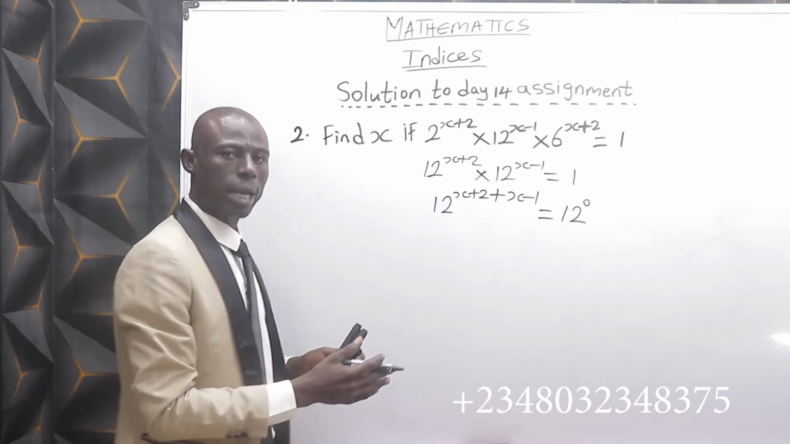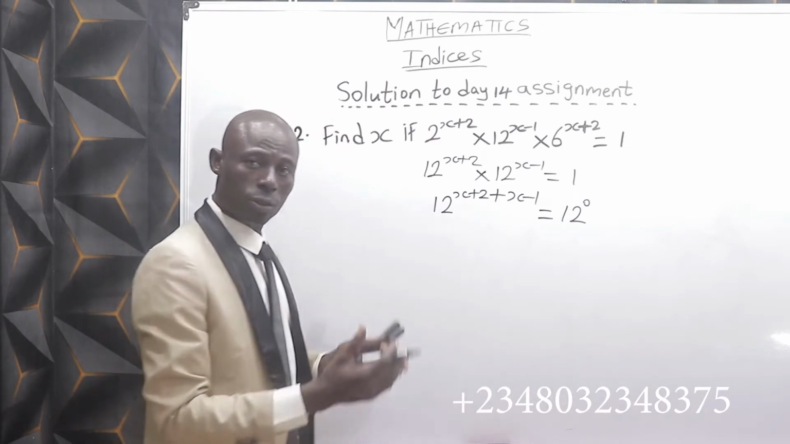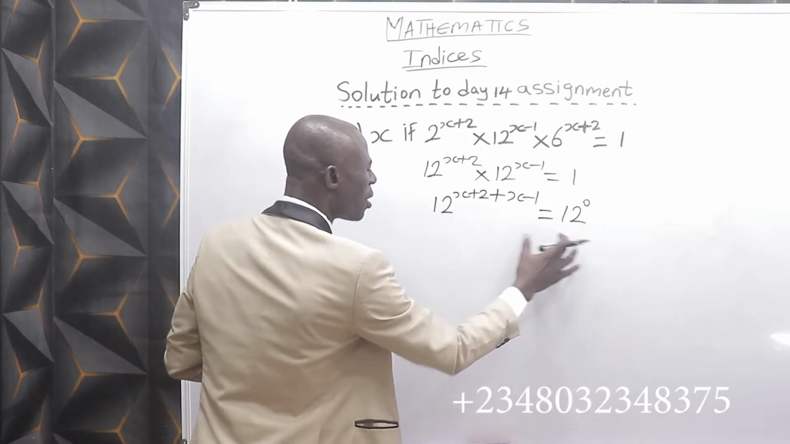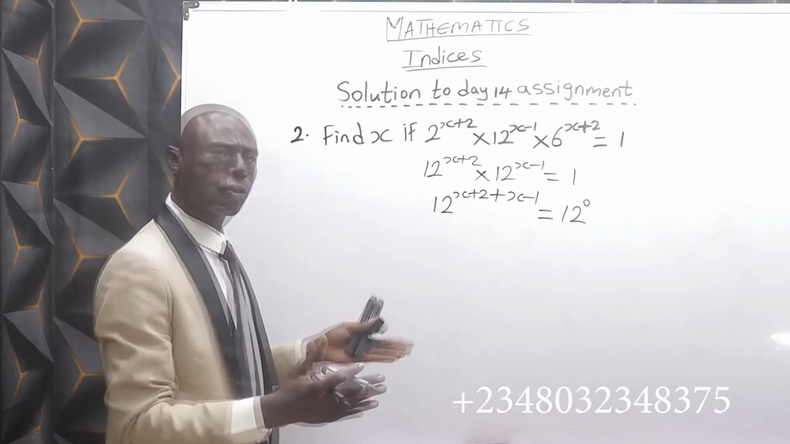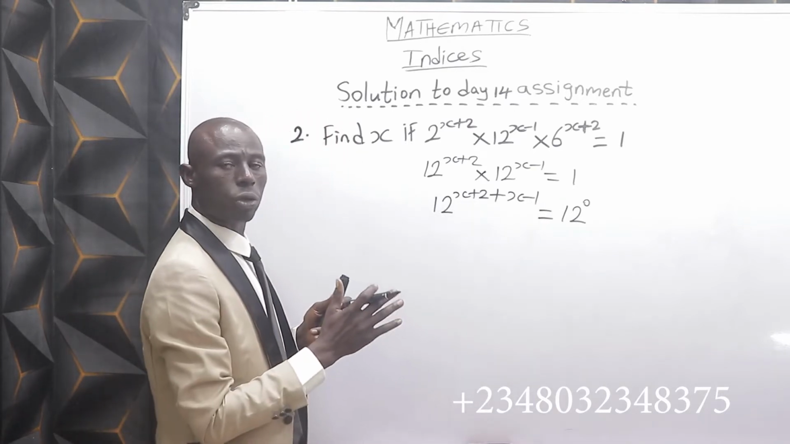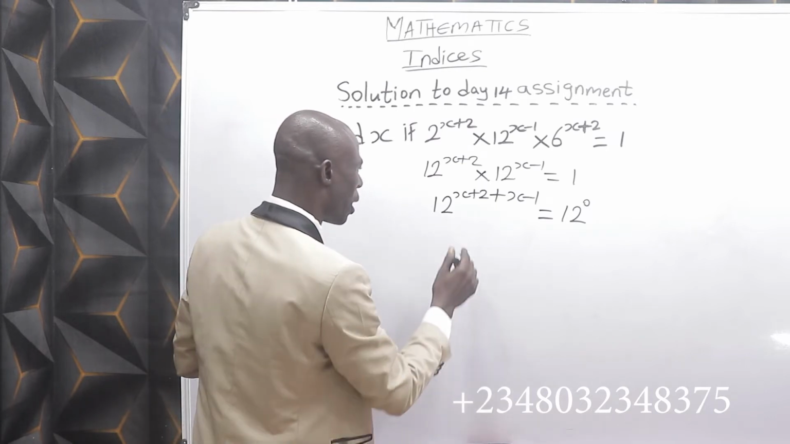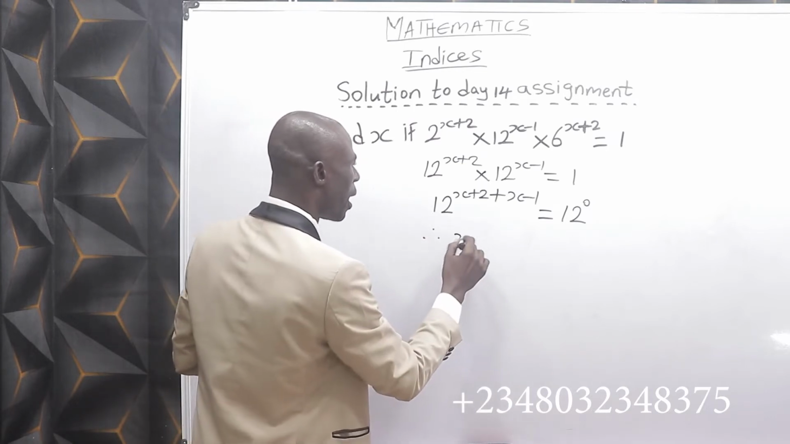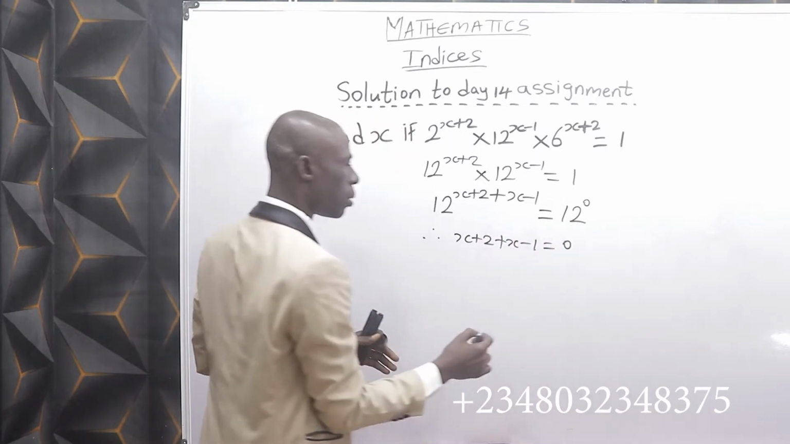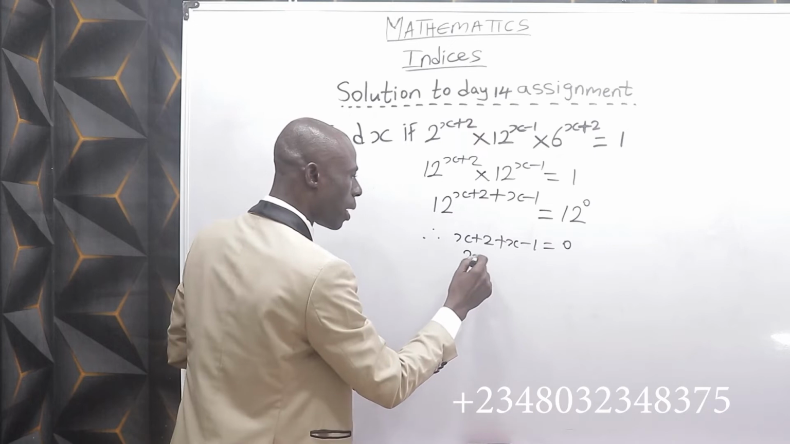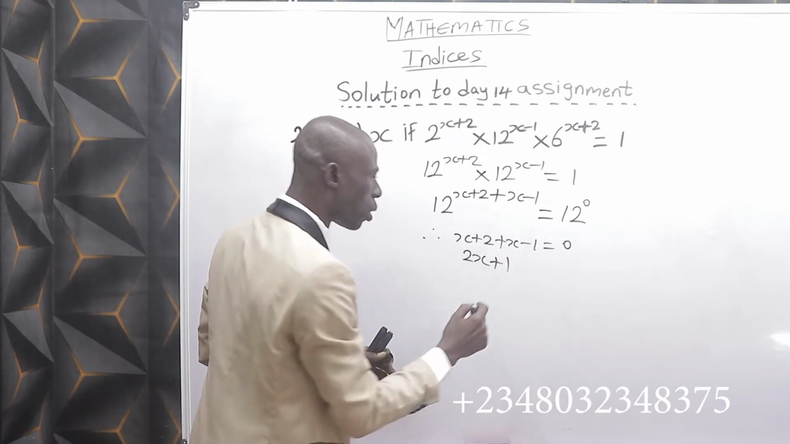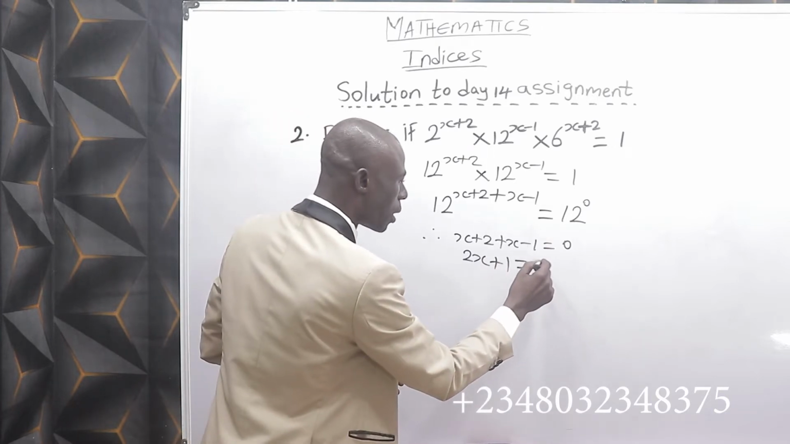12 is the current base here. So you raise it to power 0. Don't forget, anything raised to power 0 is 1. So now we are having common base across the two sides of the equation. That means the powers on the two sides of the equation also are equal to each other. This means x plus 2 plus x minus 1 is equal to 0. So x plus x gives us 2x. 2 minus 1 gives us plus 1 equals 0.